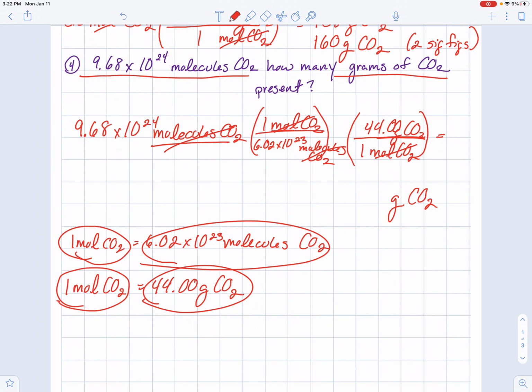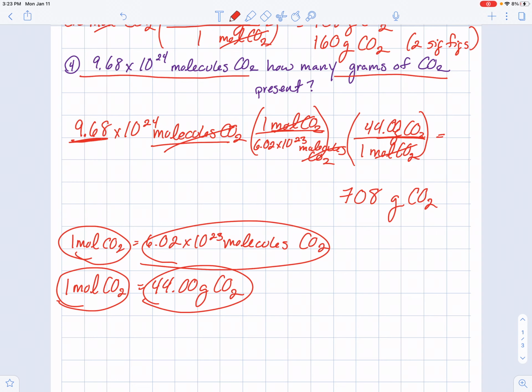So in my calculator, I'll put 9.68 times 10 to the 24th. I'll divide that by 6.02 times 10 to the 23rd. And then I'll multiply that number by 44, which gives me an answer of 706 grams of CO2. And I get 3 sig figs because of this number over here, and I already have 3 sig figs, so this is the answer. 706 grams of CO2 is what I got in my calculator.